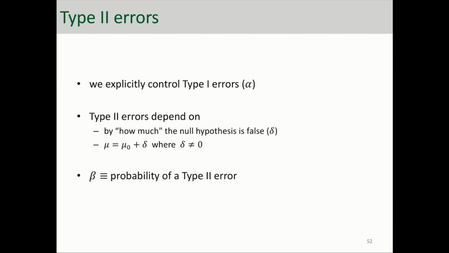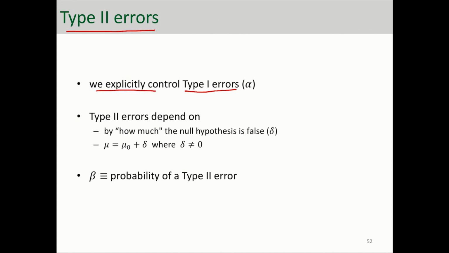In this video, we're going to talk about type 2 errors in hypothesis testing. And to remind you, type 2 error is when we fail to reject the null hypothesis, but the null hypothesis was false, right? And if you remember, type 1 error was different. And type 1 error is probability of rejecting the null hypothesis when the null hypothesis is true.